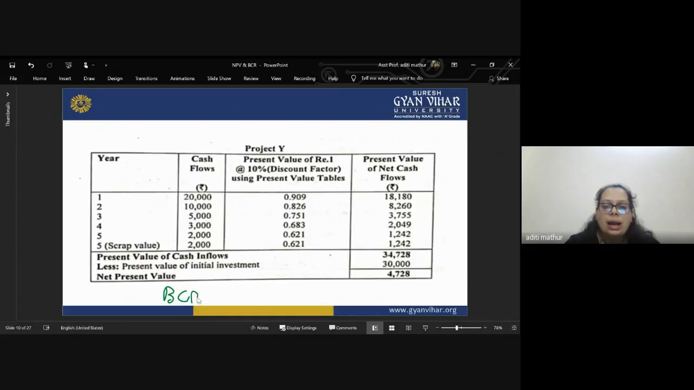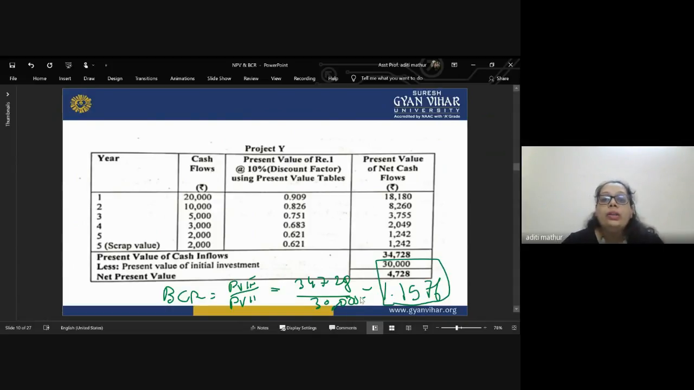Now let's calculate it for project Y. So BCR is equal to PVIF divided by PVII. So it is 34,728 divided by 30,000. So let us check it on the calculator. 34,728 divided by 30,000. It is 1.1576. So you can see over here that both are coming to be positive and more than 1.